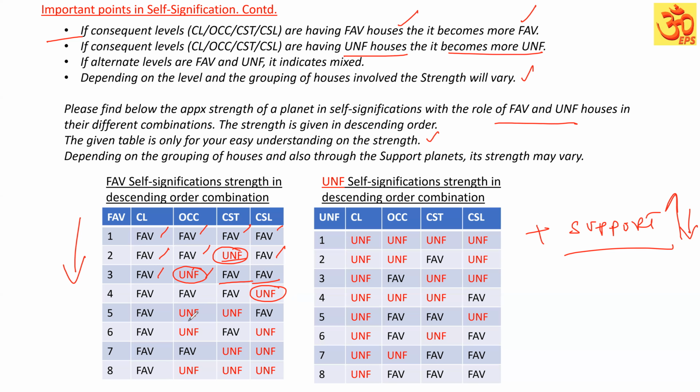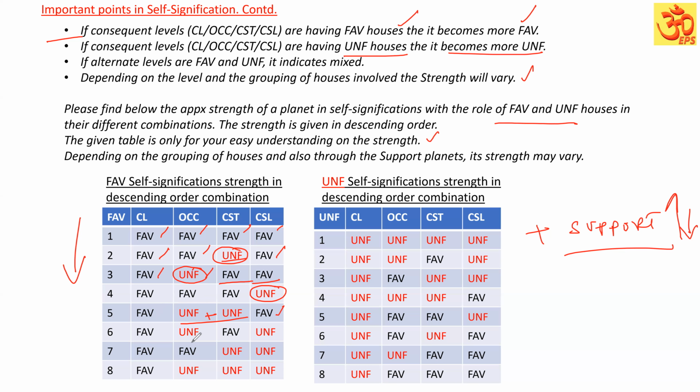Next come two consequent levels. OCC and CST are unfavorable. CL and OCC are favorable. It means a favorable planet ownership occupying an unfavorable house, and the cuspal star lord is for an unfavorable house. So unfavorable and unfavorable CST are combinedly unfavorable, and the cuspal sublord is favorable. So that way, the unfavorable strength is reduced by the favorable. So that is coming under the 5th rank approximately.